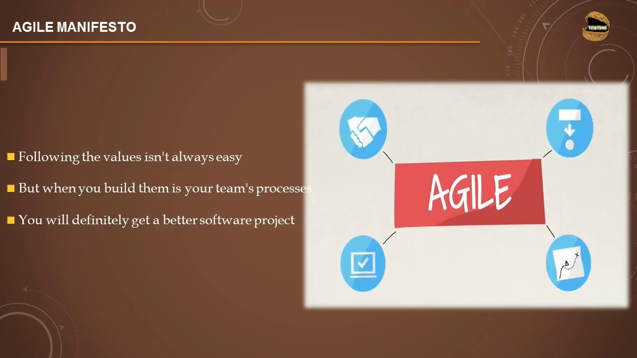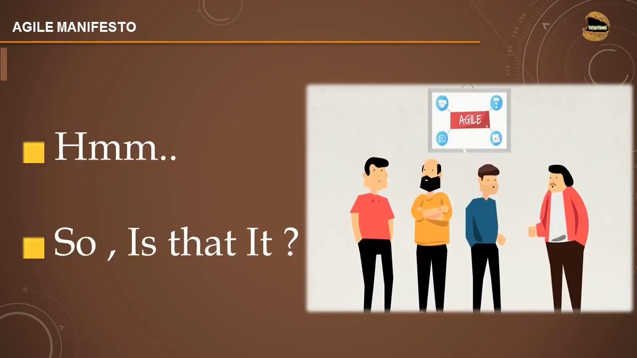So yes, when you talk about the Agile Manifesto, it's all about following the values created as part of its core values. But following the values isn't always easy. When you build them into your team's process itself and make that happen, it becomes a standard process within your organization. You will definitely get a better software project by following these core values. Well, is that all we have got? No, we have got something more to explore beyond these core values.